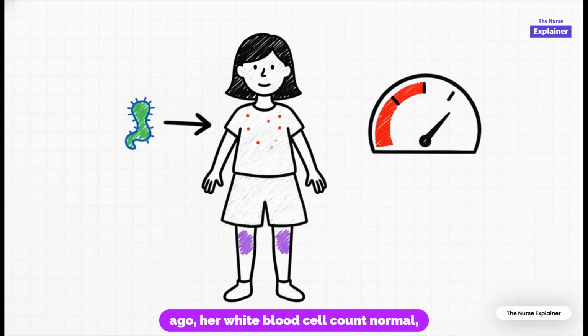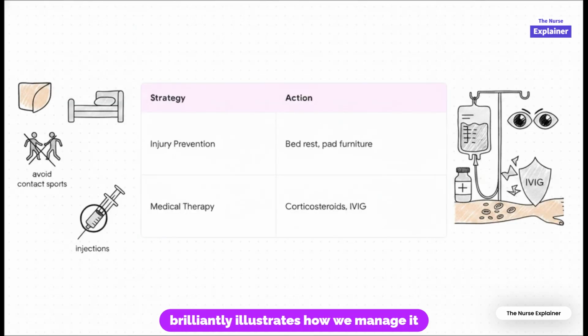Her white blood cell count? Normal. Hemoglobin? Totally normal. But her platelet count is sitting at a critical 14,000. This kind of sudden purpura and petechia in an otherwise healthy kid points straight to ITP. And this brilliantly illustrates how we manage it with a dual approach.